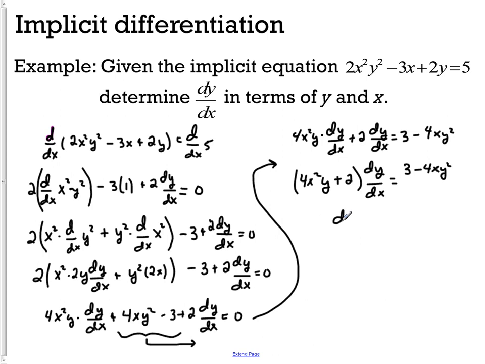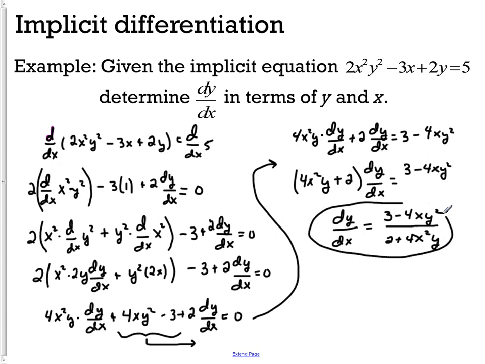And I'm going to write my derivative this way. We divide both sides by 4x squared y plus 2. But there is a certain symmetry right here because we're taking 3 minus 4xy squared in the numerator, and in the denominator, if I change around the order of the terms, I'm taking 2 plus 4x squared y, which is kind of interesting. And this would be our derivative that we could evaluate for any given value x and y, any coordinate point x and y if we knew it on this graph. And so we're done.